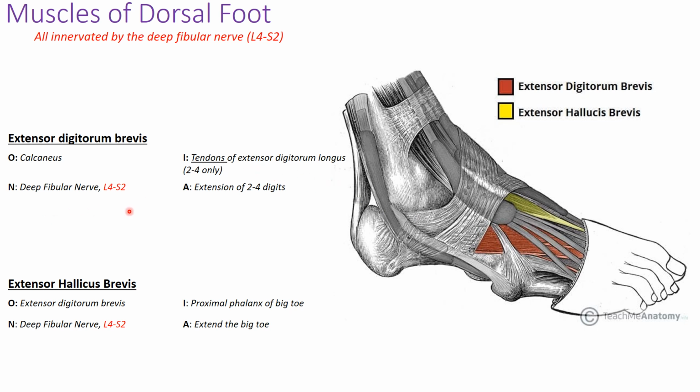Innervation is via the deep fibular nerve, which we've mentioned, L4 through S2, and it's going to extend digits 2 through 4. You do have one other muscle located just medial to this. This is the extensor hallucis brevis.